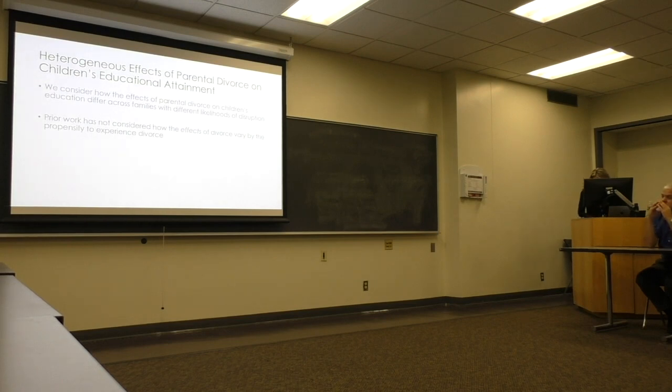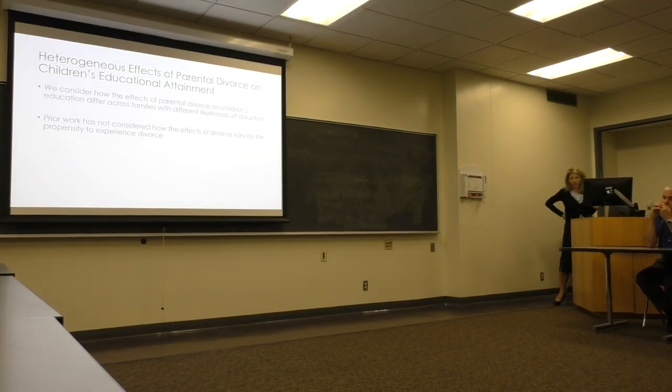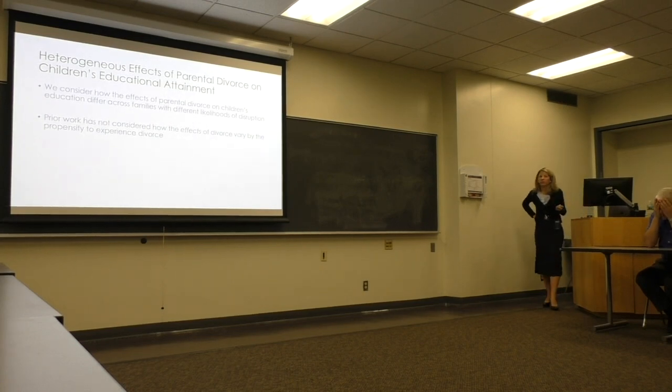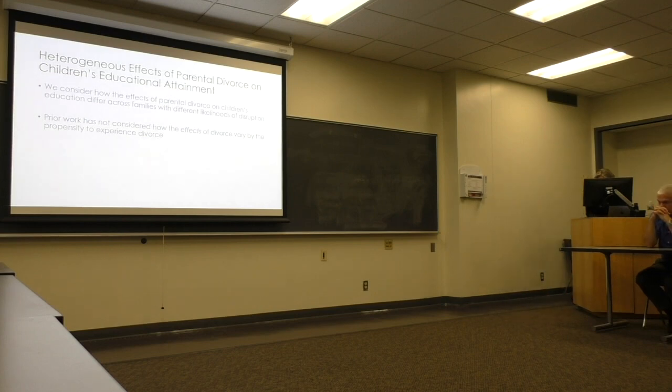Variation in the divorce effect by the estimated propensity to experience a parental divorce captures that effect heterogeneity that we're interested in. By focusing on variation by the propensity of divorce, we also offer alternative interpretations of the pattern of results, based on both observed selectivity and unobserved selectivity that may dictate some of the patterns. So what are some hypotheses?